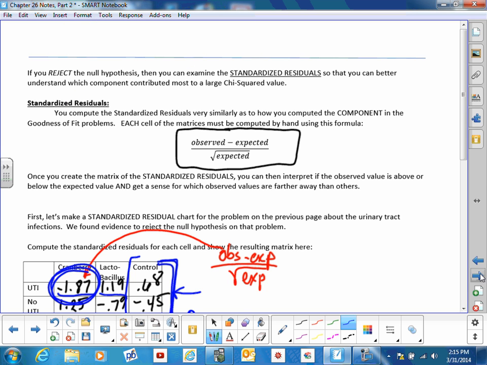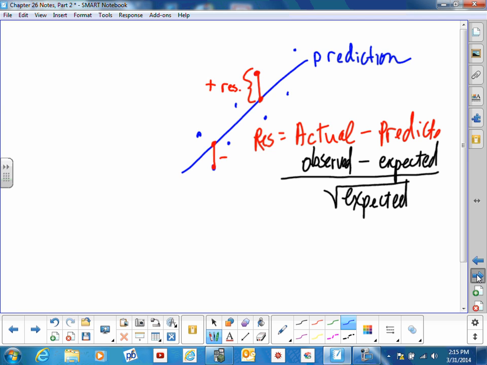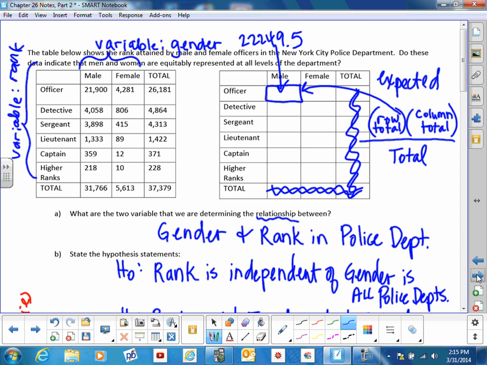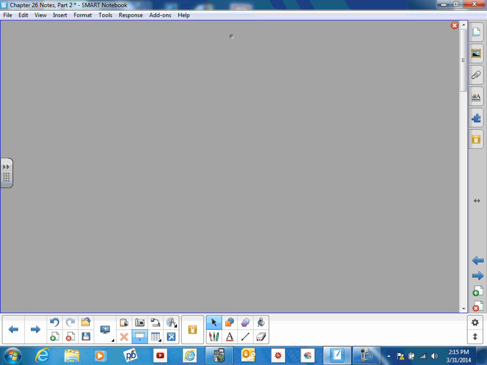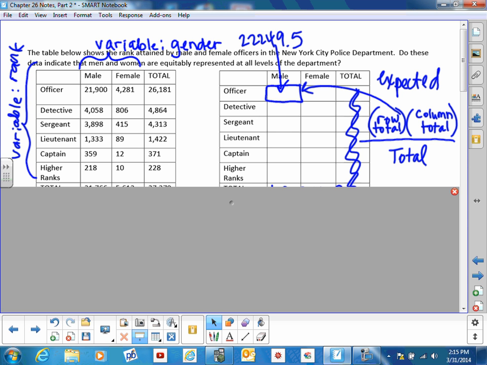Here we go. If you turn to the second to last page, you will see this problem about the New York Police Department. So here we go. The table below shows the rank attained by male and female officers in the New York Police Department. Do these data indicate that men and women are equitably represented at all levels of the department?